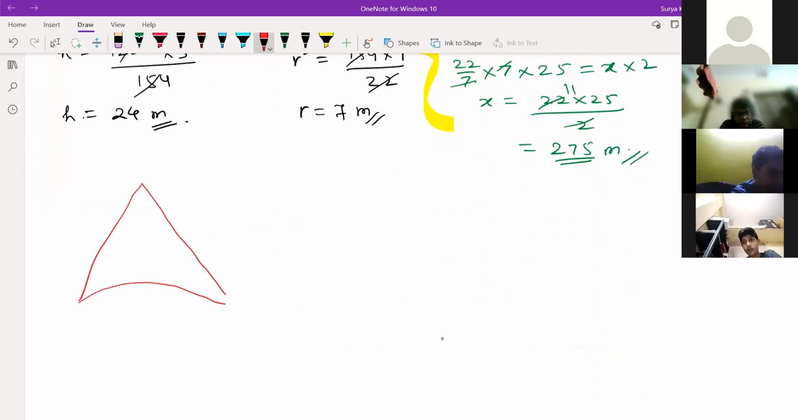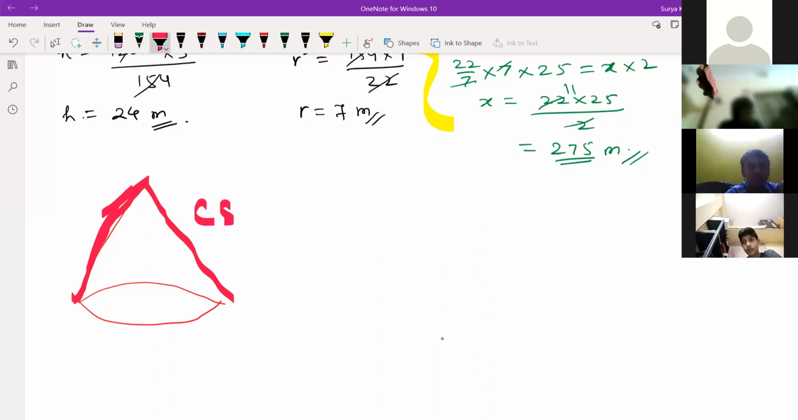This is your conical tent. We have to make this conical tent with the help of canvas. This is the canvas which you are going to use on the CSA part only. We have to use it in the CSA part because the ground part is made up of mud and all, right? Soil will be there, so canvas is not required here.